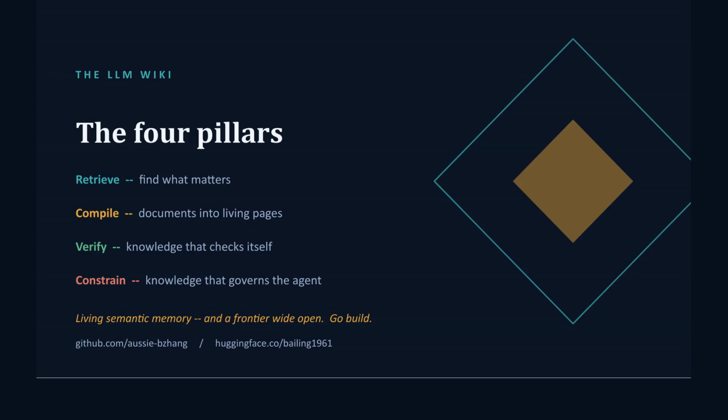8 episodes ago, we started with a simple discontent: retrieval hands an agent a pile of documents and hopes for the best. We asked what it would mean to give an agent real memory instead, and we built the answer in 4 pillars. Retrieve, to find what matters. Compile, to turn documents into living pages. Verify, to make the knowledge check itself. Constrain, to let that knowledge govern what the agent may do. None of it is finished. All of it is honest.